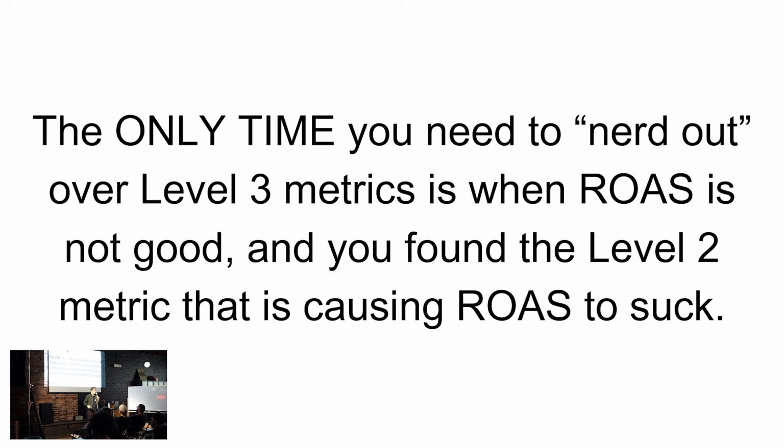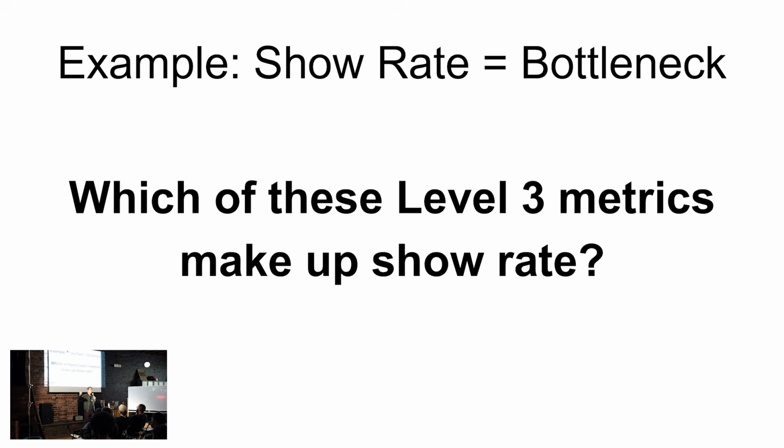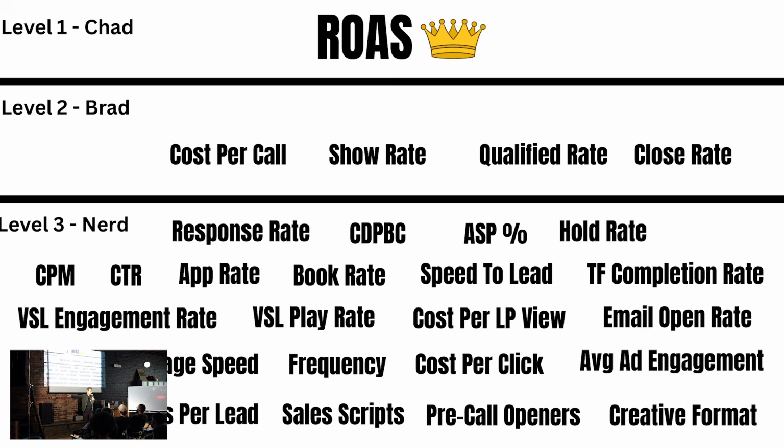Dope. So the only time, again, you need to nerd out over level 3 metrics is when ROAS is not good, level 1, and you found the level 2 metric that is causing ROAS to suck. So quick example here, say show rate is your bottleneck. Which of these level 3 metrics make up show rate? Start looking and nerding out, right? What could affect it? Start calling some shit out. That would fuck up show rate.